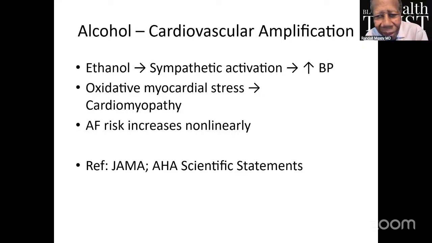So we know that there's amplification with the use of alcohol. It affects the sympathetic nervous system, which raises blood pressure. It causes oxidative myocardial stress, which leads to cardiomyopathies and heart attacks, and the atrial fibrillation risk as well. Next slide.